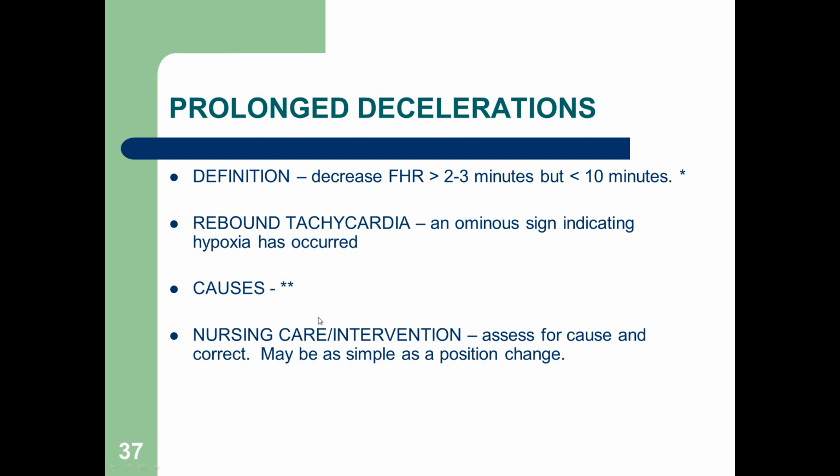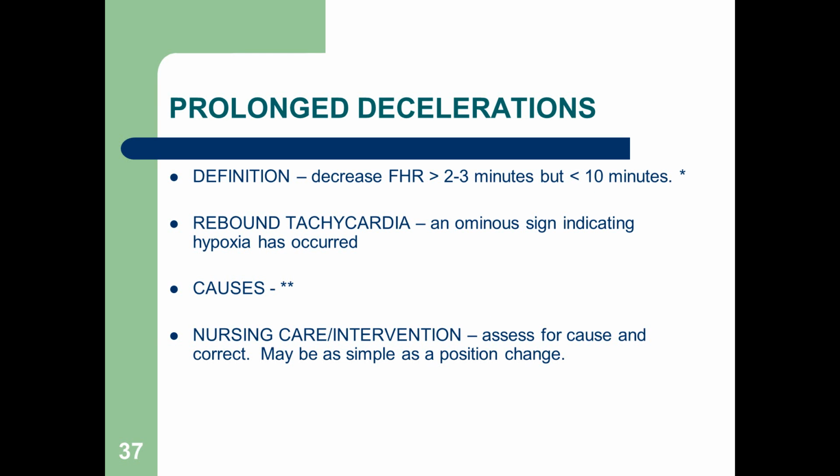So prolonged decelerations, that's a decrease in the fetal heart rate greater than 2 to 3 minutes but less than 10. It's an ominous sign to indicate hypoxia has occurred. It can certainly occur suddenly, and if promptly corrected, the fetal heart rate variability will remain good. However, this is nothing that we allow to continue on. We're going to assess for the cause and correct. It may be as simple as a position change, but it depends.